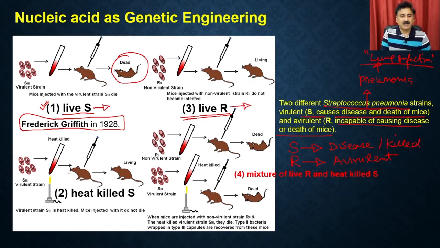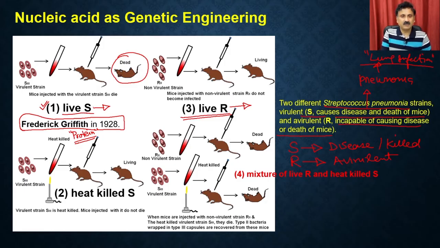Then he cultured the virulent strain, and before injecting the bacteria into the mice, he heat killed them. So once you heat kill them, you are going to destroy the proteins, right? You are going to destroy the protein. So when you destroy the proteins, it could not cause the disease.